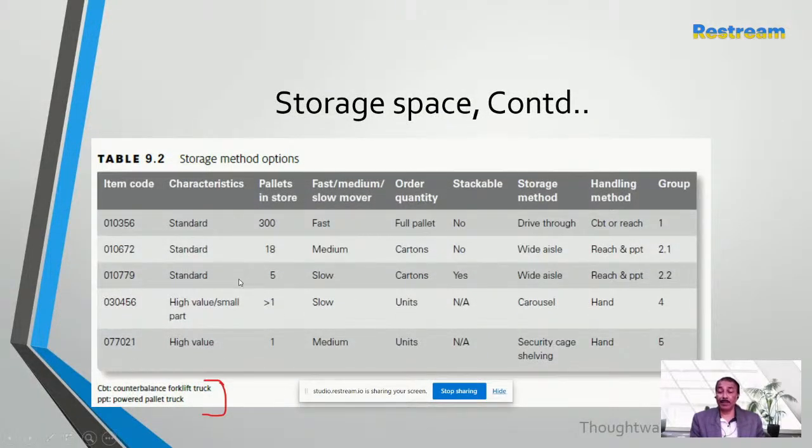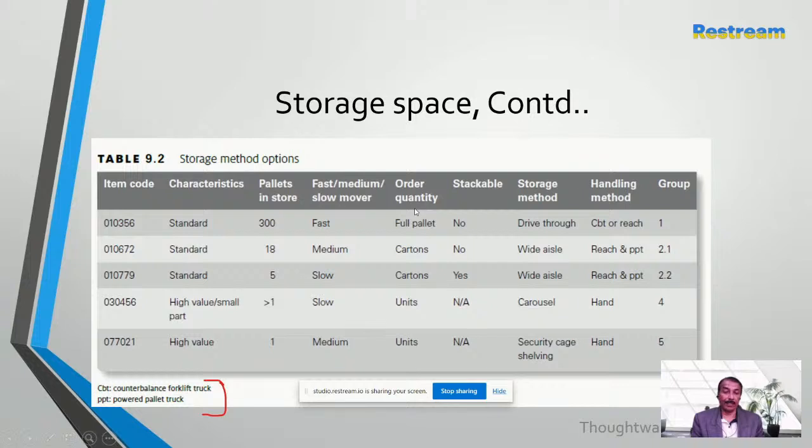Also, you can see the storage method option, considering the handling method. Either you may use a counterbalance forklift truck or a powered pallet truck. And what is the characteristic of each item? Pallets in a store, how many total pallets are required? One more important thing is you should know for each item SKU whether it's a fast, medium, or slow mover. Then order quantity, possibly for the dispatch or even a supply; you should know whether customers are going to order in terms of pallets or loose items like cartons. Then the plan has to be different.